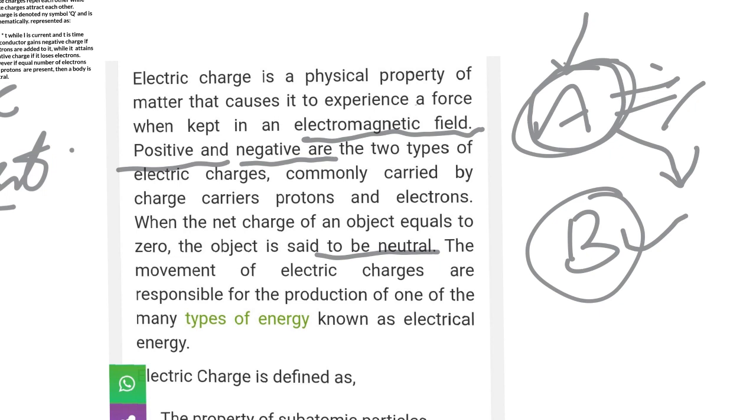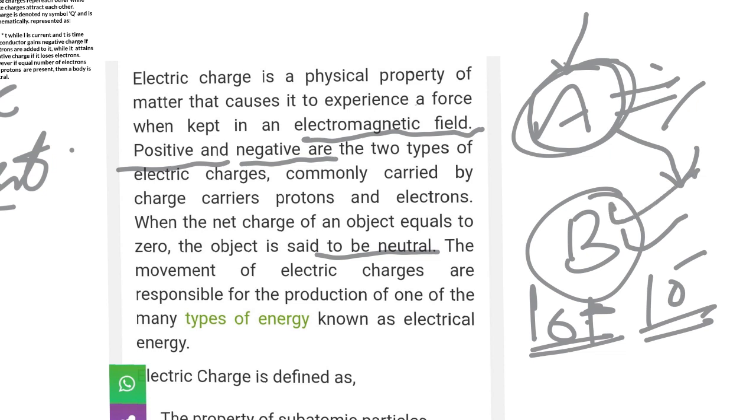Suppose a body has 10 units of positive charge and 10 units of negative charge, then this 10 units of positive charge will be cancelled by the 10 units of negative charge, and overall charge of the body will remain zero. So we can say this body is a neutral body. A neutral body has charge, but it has equal quantity of negative charge and positive charge which cancel each other, and the resultant or net charge of the body is zero.